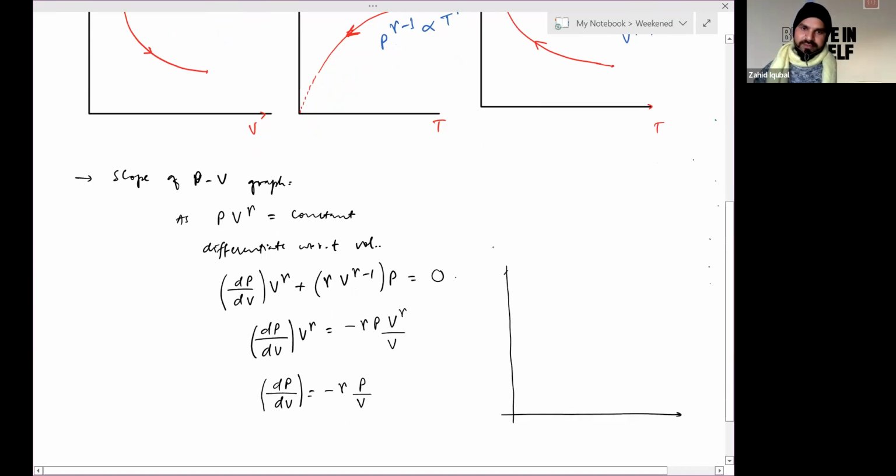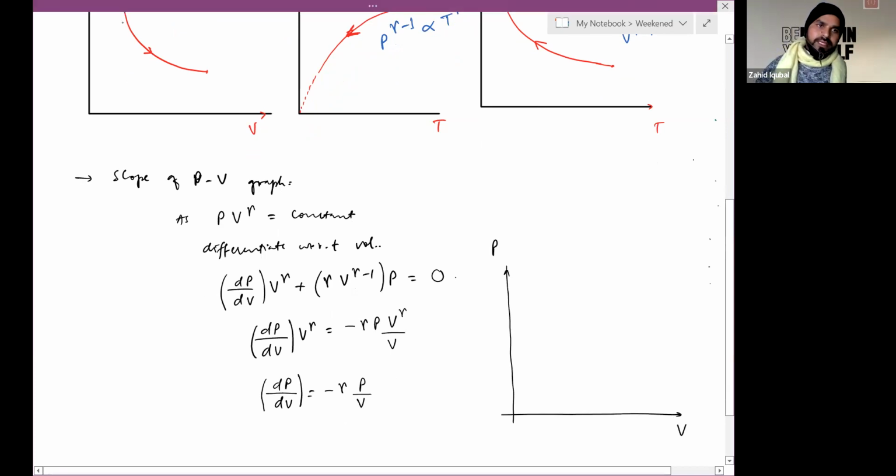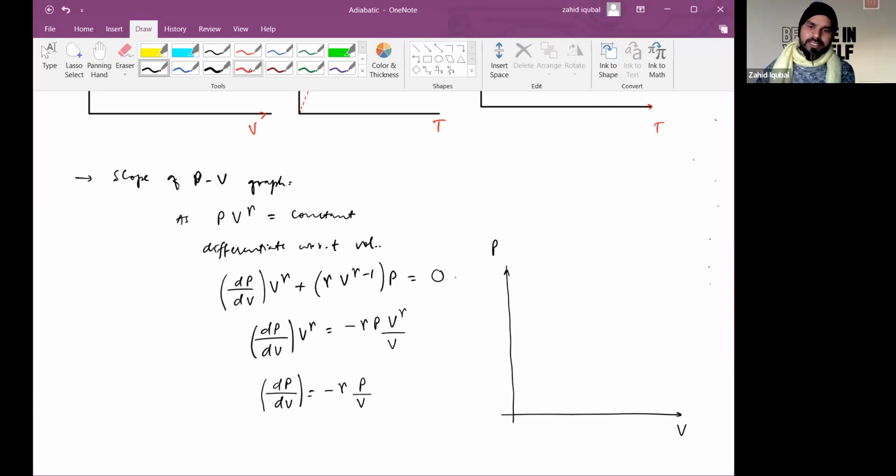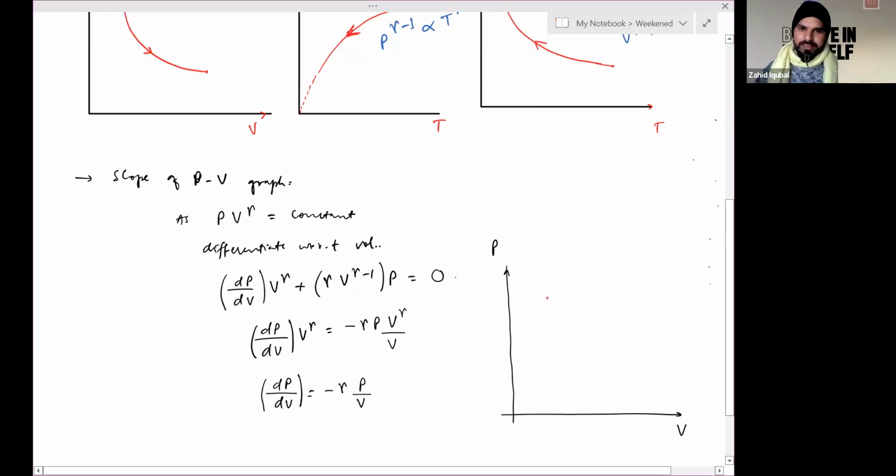So you'll be given pressure versus volume for isothermal curve as well as adiabatic curve. One will be along this and the other will be along this. Let's say this is A and this is B. So you'll be asked which of these two will be for isothermal and adiabatic.